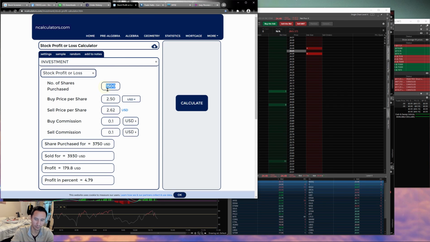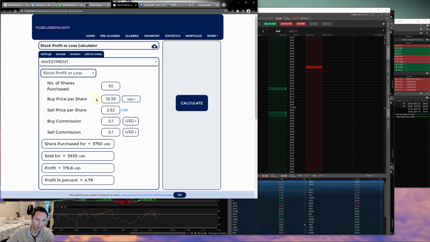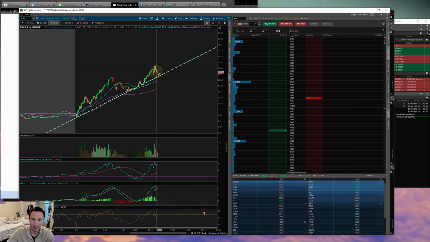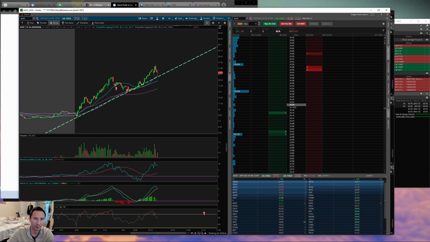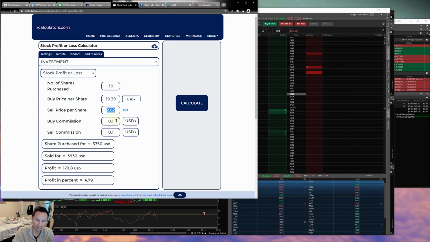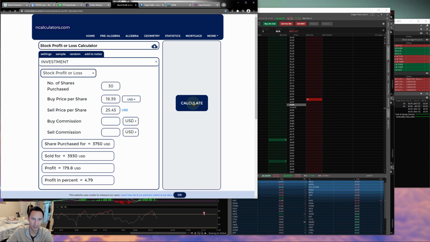Let's just do 9.99. My average price was, oh shoot, I'm looking at the wrong one. That would be 30 here. Average price is 19.39, and then the sell price was at 25. I would have sold probably about right here on this candle, 25.45. So that's 25.45. 0, 0, calculate.